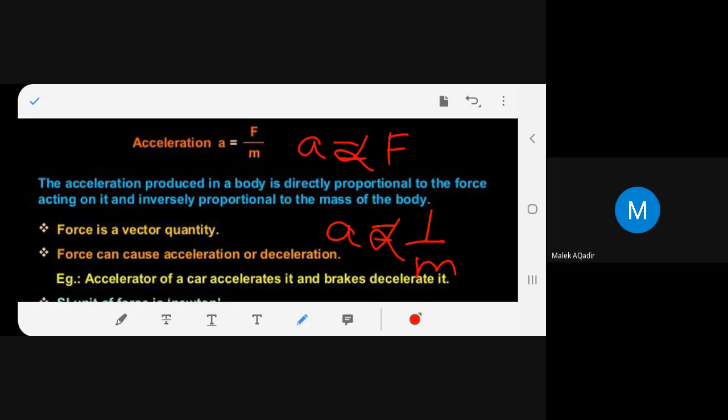Now you understand what is the meaning of directly proportional and what is the meaning of inversely proportional? If it is 1 upon something, it becomes inversely proportional. If it is direct, then it becomes directly proportional. Is it clear? I'm just trying to make things simpler for you. Why we call it directly proportional and why we call it inversely proportional, I tried to show it to you. Have you understood it nicely? Yes.